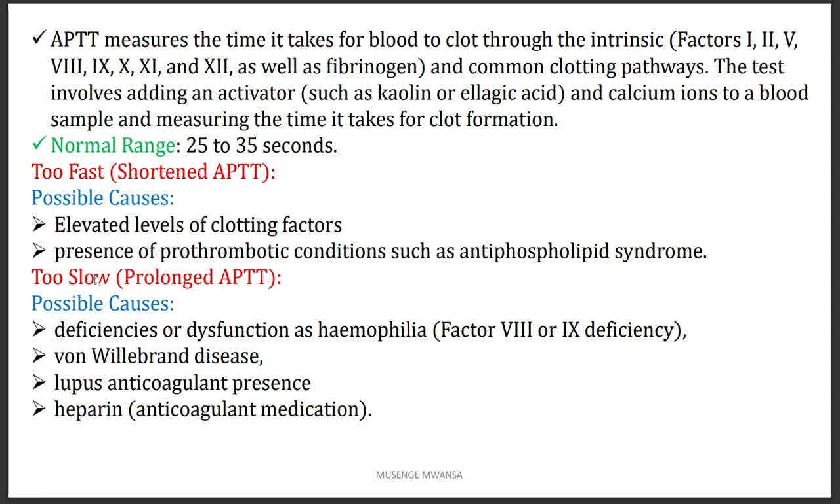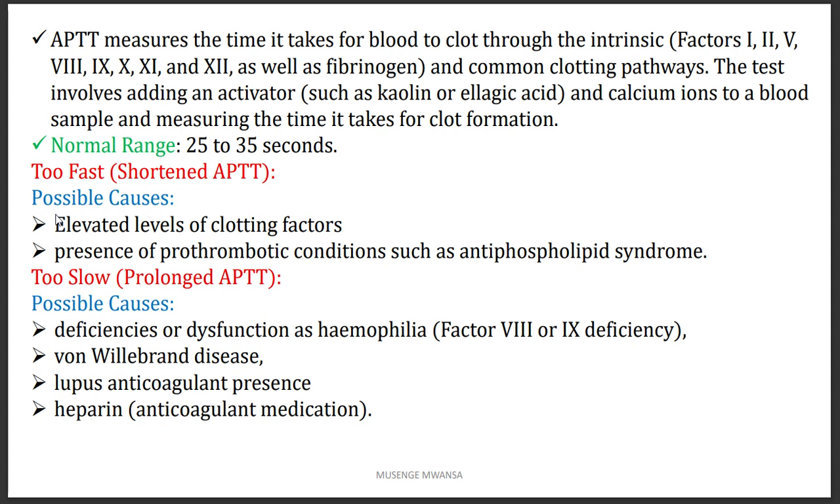Now, if the clotting is too slow or there is a prolonged time, for example, after 35 seconds, that is when blood is clotting slowly and you are going to lose a lot of blood. This can be due to deficiencies or dysfunction, as in hemophilia in factor 8 or factor 9. So factor 8, we said the deficiency causes hemophilia A, 9 hemophilia B, 11 hemophilia C. They can also be von Willebrand disease, lupus anticoagulant presence, and also heparins.